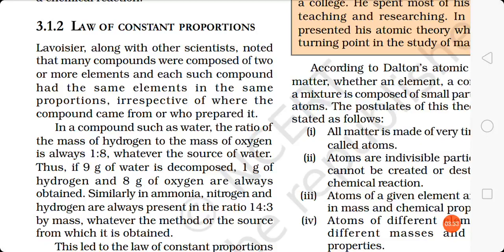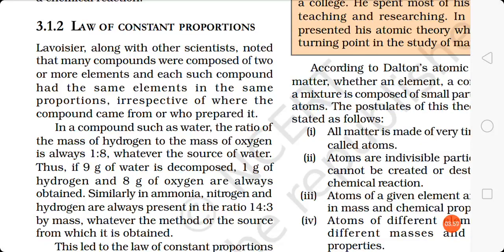Okay, water, wherever we get it from, the ratio of their mass would be 1 is to 8. Thus, if 9 gram of water is decomposed, we will get 1 gram of hydrogen and 8 gram of oxygen. Okay, they are always obtained. This mass, this weight would be obtained always.